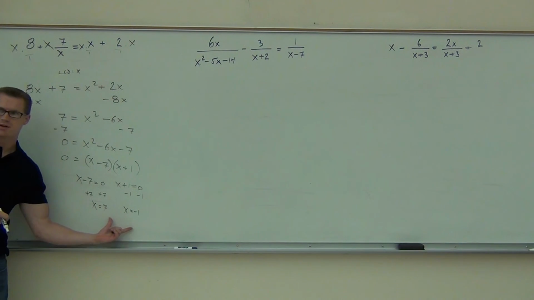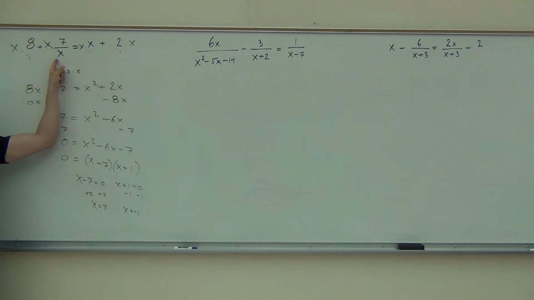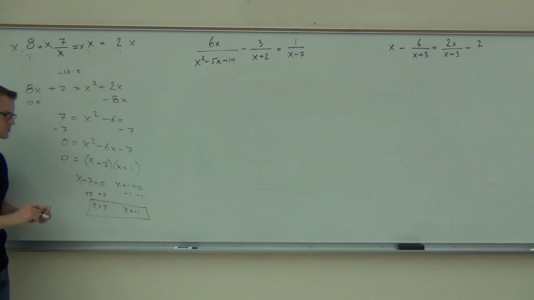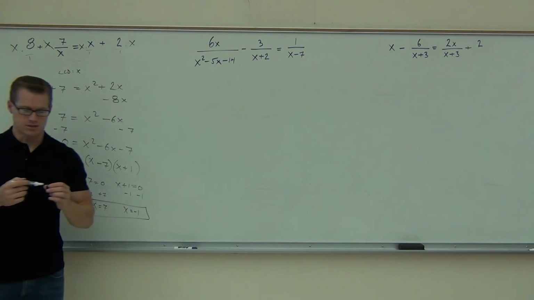You have to check one thing. Make sure these denominators don't make this 0. They don't, because they're a positive and negative number. They're integers. So we're good. They're both solutions in this case.